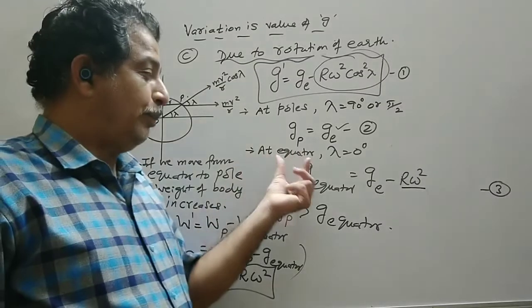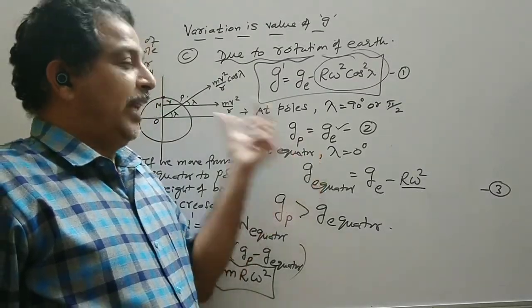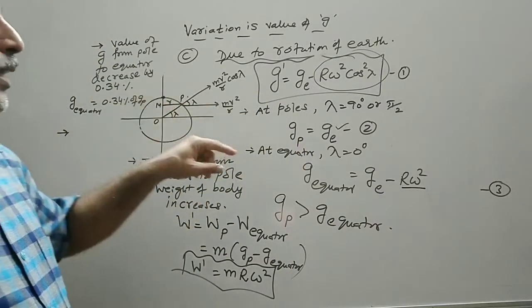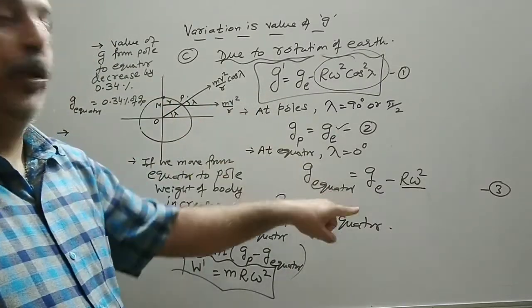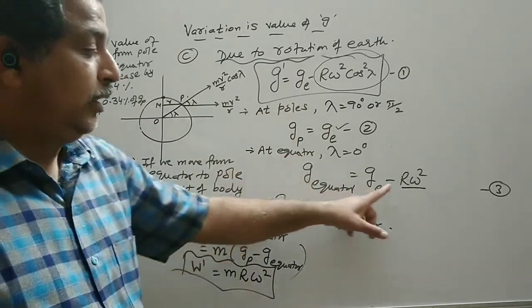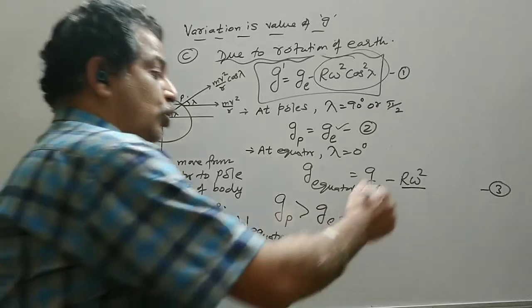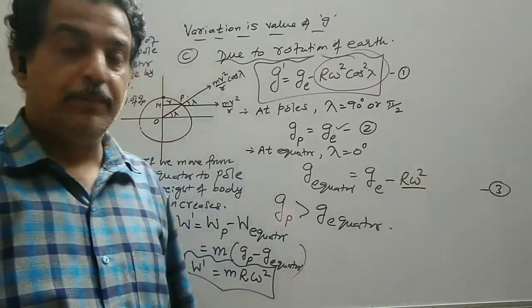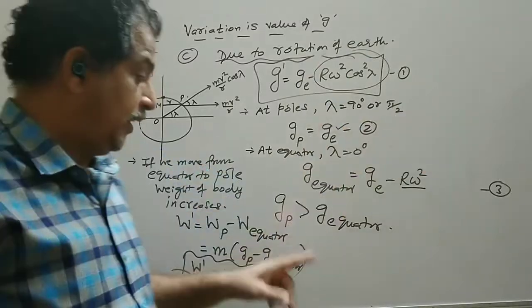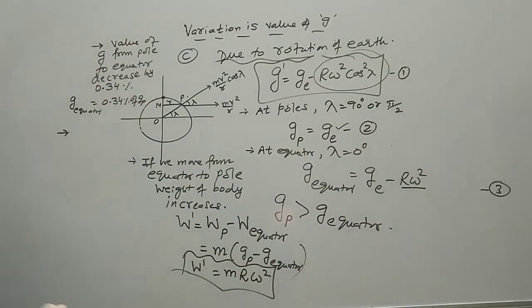So if Earth stops rotating, there will be no change in the value of g at the pole, but the value at the equator should increase because the Earth is rotating. We have this minus sign. Now if it stops rotating, omega becomes 0. So then again g at the equator will become 9.8, which is presently less than 9.8.